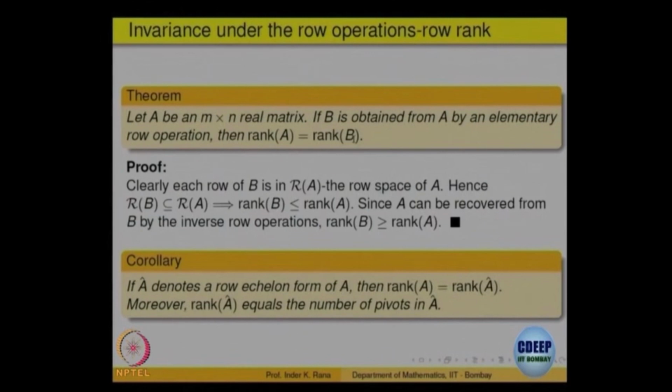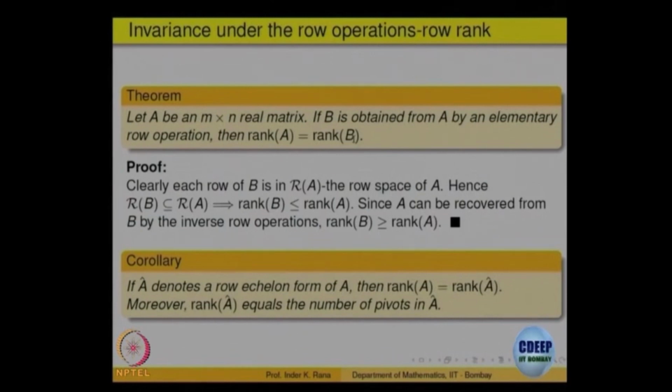Let us observe that if you take the non-zero rows of the row echelon form, then that is a linearly independent set. It is very easy to write that proof, but we will skip the proof. We will look at examples and see how it works. So this is a fact that if you take a matrix A and its row echelon form, the row space of the two is the same.